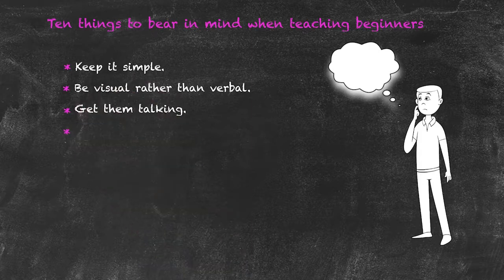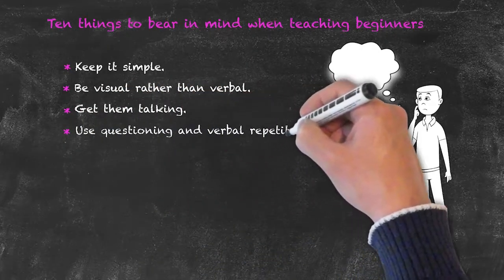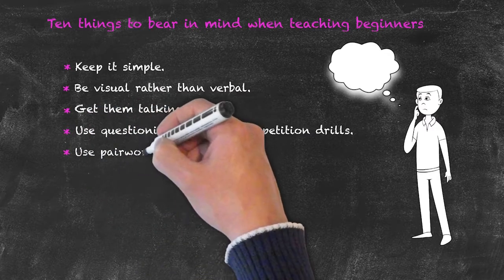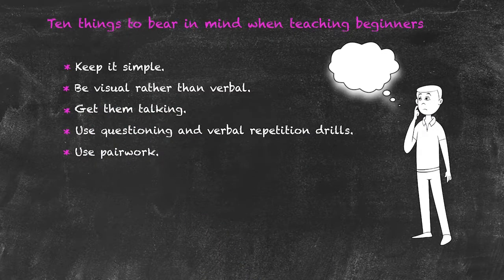One of the ways in which we can help to keep them talking is to often use questioning and repetition. So repetition drills for pronunciation and so on and so forth. Another thing that will help to keep them talking is to use pair work. Individuals working on their own have no real reason to talk to each other. What we want to do is to get them talking as much as possible, and by using pair work we maximise their opportunity for student-to-student interaction.